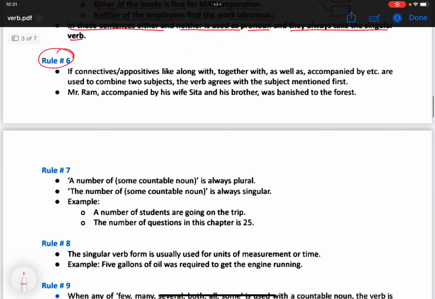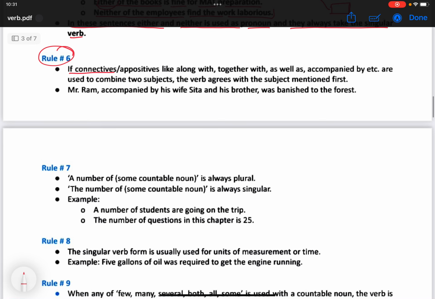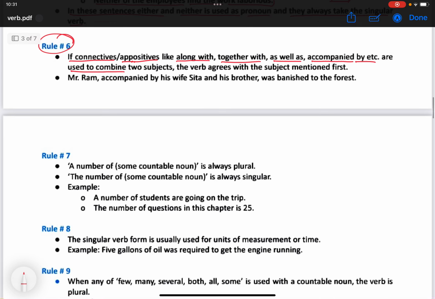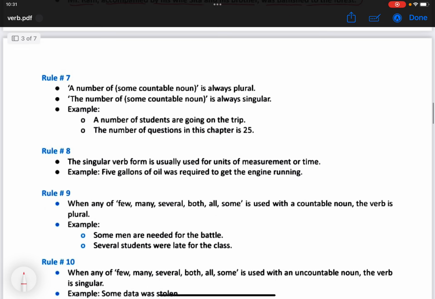Rule number 6. If connectives, appositives like along with, together with, as well as, accompanied by, etc. are used to combine two subjects, the verb agrees with the subject mentioned first. Mr. Ram, accompanied by his wife Sita and his brother, was banished to the forest.